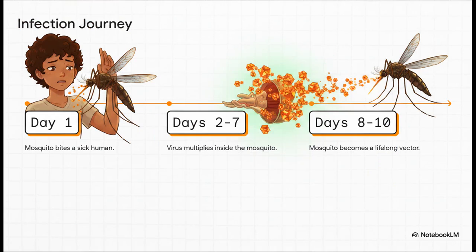Let's move on and see how this builds on a timeline. So on day 1, an uninfected mosquito bites a human who is sick with dengue. Over the next week, days 2 through 7, the virus is furiously multiplying inside the mosquito's body, but the mosquito can't spread the disease yet.